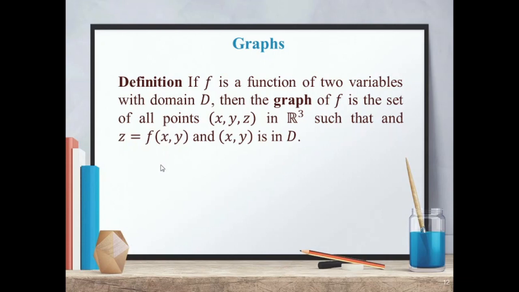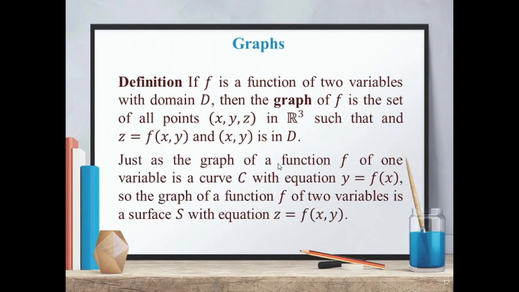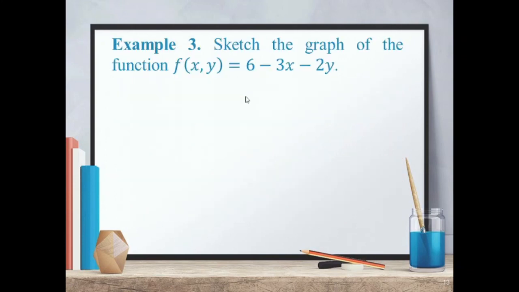Graphs definition: if f is a function of two variables with domain D, then the graph of f is the set of all points x, y, z in R3 such that z is equal to f of x, y and x, y is in the domain D. Just as the graph of a function f of one variable is a curve C with equation y is equal to f of x, so the graph of a function f of two variables is called a surface S with equation z is equal to f of x, y. This is the only difference between the graph of functions of one variable, which is called a curve C, and the graph of a function of two variables, which is called a surface.